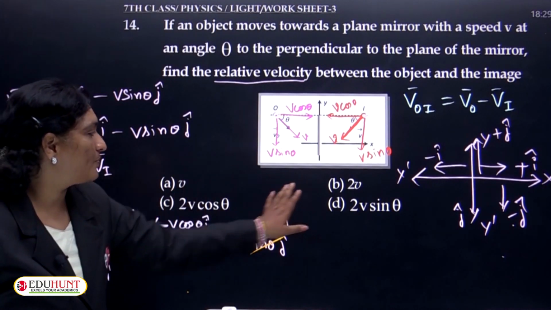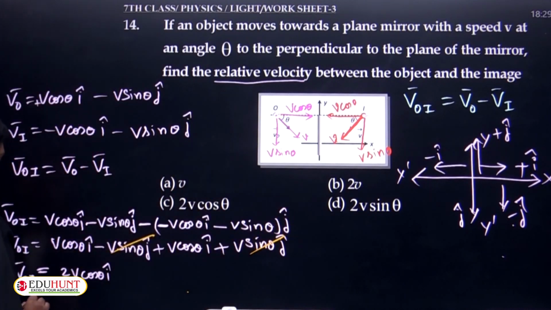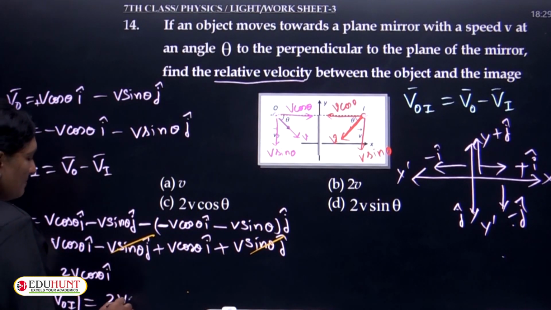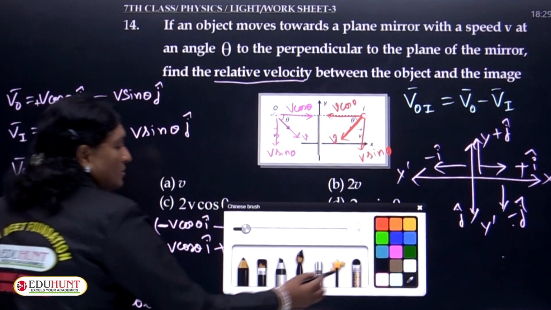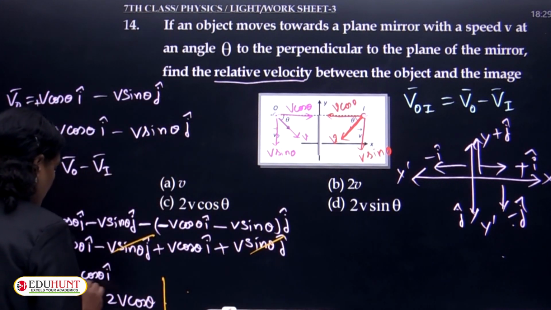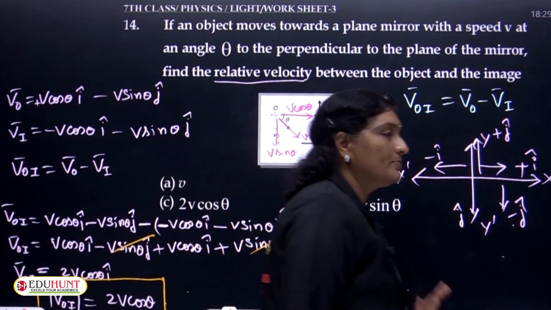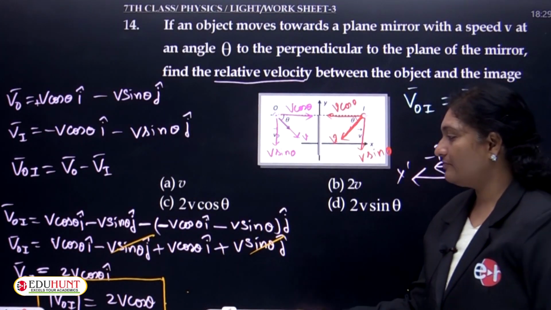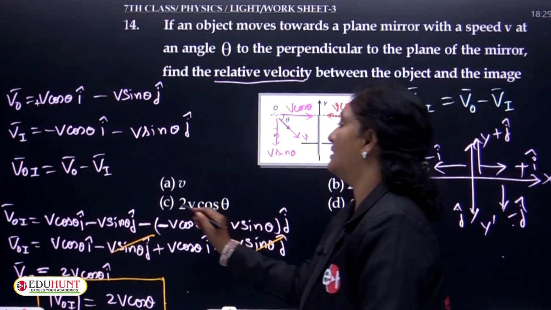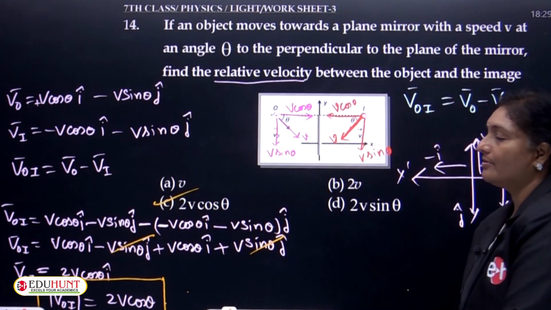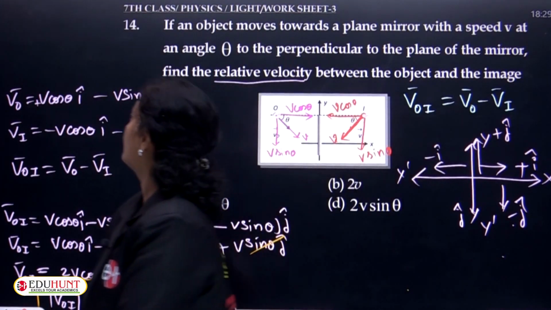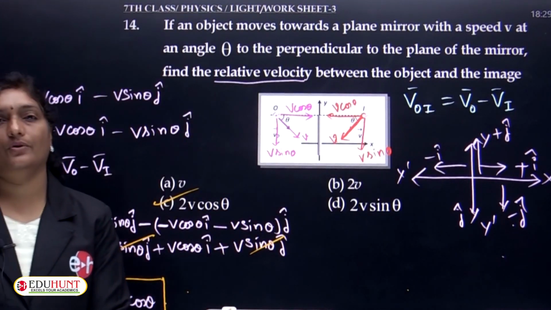But in the options, nowhere they have given I or j. So it indicates that they have given only the magnitude of this velocity vector. Magnitude means no need to indicate the direction, whether it is I cap, j cap or k cap. Simply you have to write the magnitude. The relative velocity of object with respect to image is found to be 2v cos theta, and hence option C is true. Okay children, so option C is the correct answer for the 14th question.